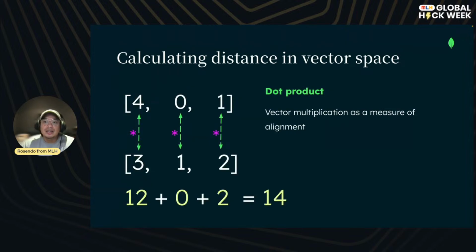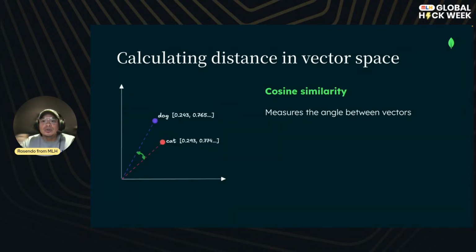Then we have the dot product, which multiplies 2 or more vectors to measure alignment between them. The thing to note here is that large numbers in the vector have a big impact since you're multiplying the values. Here, your dot product vector space distance is going to be 14, but obviously the 4 and the 3 are heavily skewing the results. That's something to take into consideration if that's how you're going to measure distance between one piece of data and another. And then finally, you have the cosine similarity, which looks at the angle between the vectors.